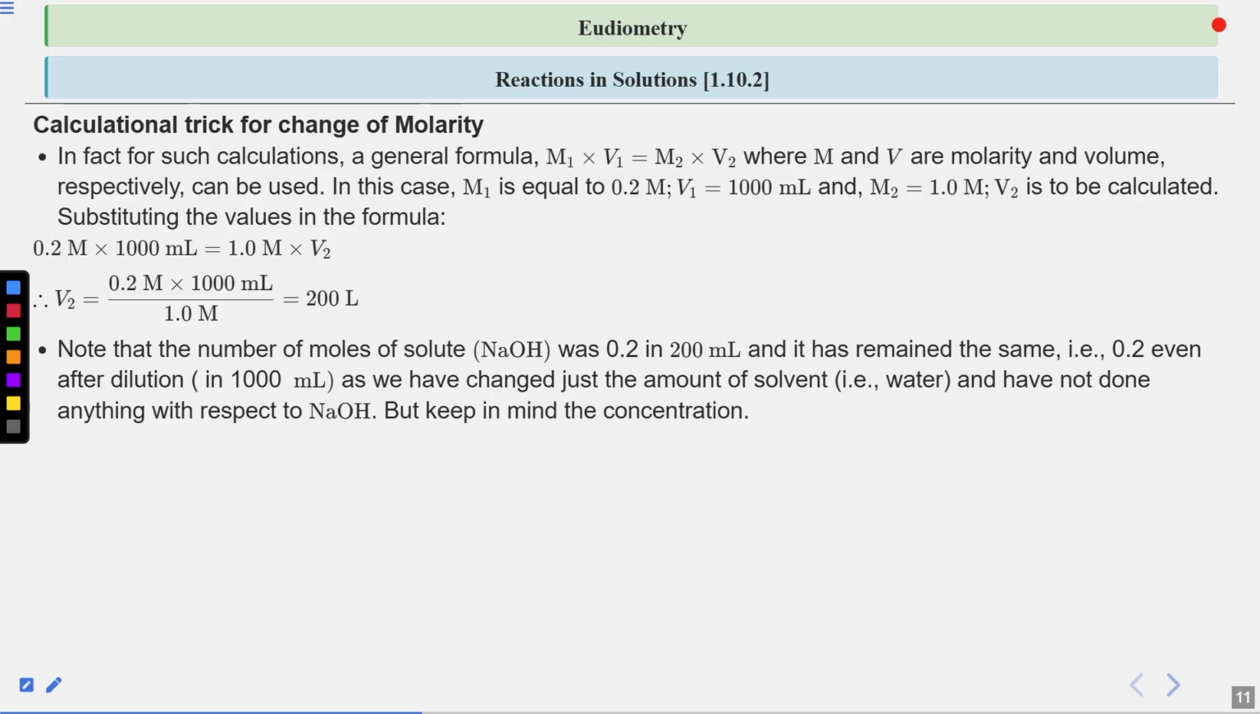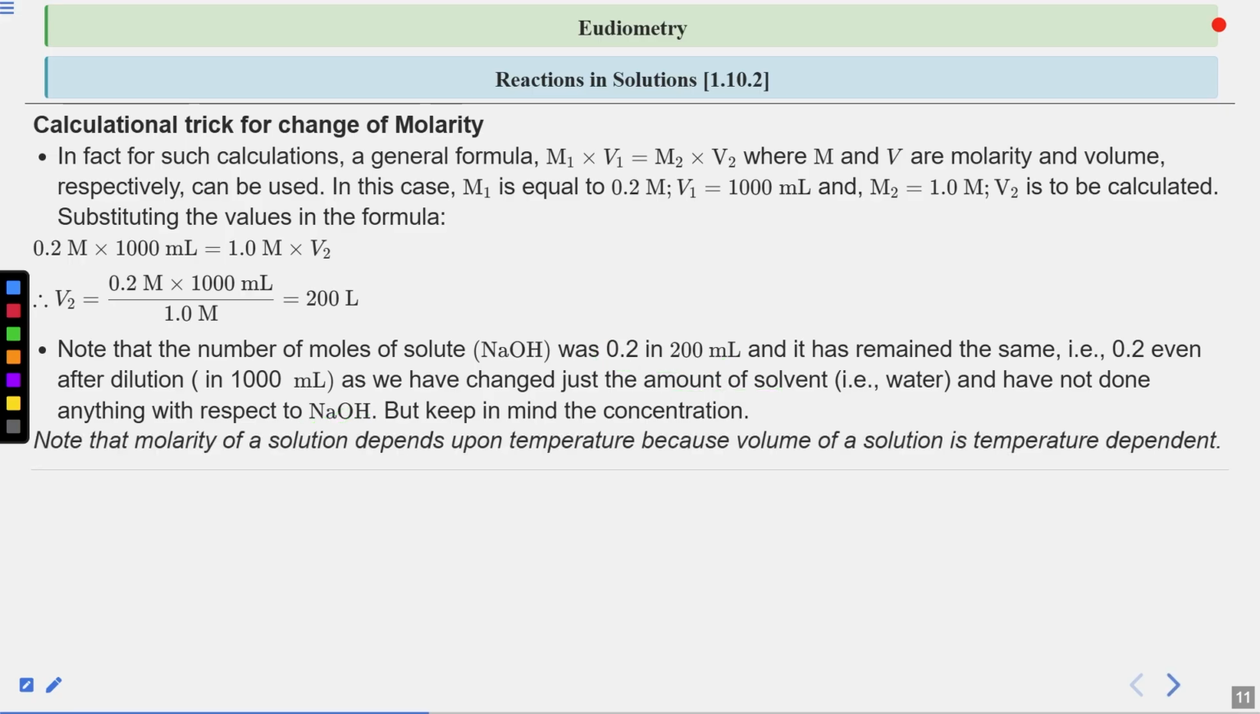Now remember that the moles of NaOH was 0.2 in 200 ml and it remained 0.2 even after dilution. Therefore, we have just changed the amount of the solvent and we have done nothing with the NaOH. So we are just diluting it further. One very important point: molarity is dependent upon the temperature, because molarity is dependent upon the volume of the solution, and if we increase or decrease the temperature, then the volume will also increase or decrease. Yes, it is 200 ml.